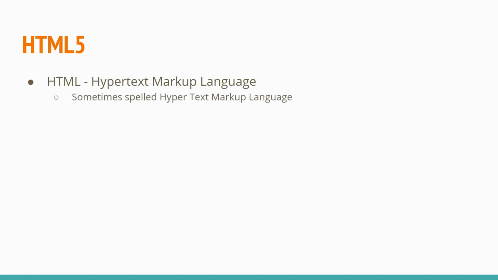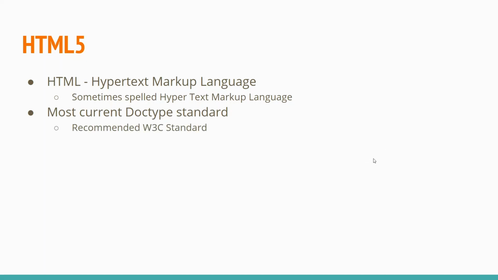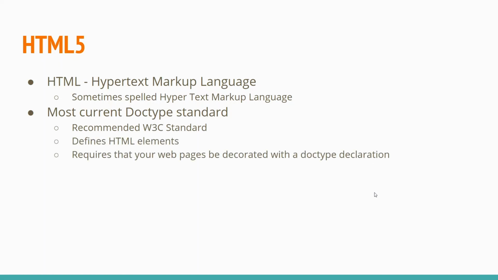So let's talk a little bit about HTML5. Well, first of all, HTML itself stands for Hypertext Markup Language. Sometimes you may see it spelled as hyperspace text markup language, and this is okay. It's used interchangeably. HTML5 is the most current doc type standard. It is a W3C recommended standard. It defines the HTML elements. It also requires that your web pages be decorated with a doc type declaration, which we'll learn about later.